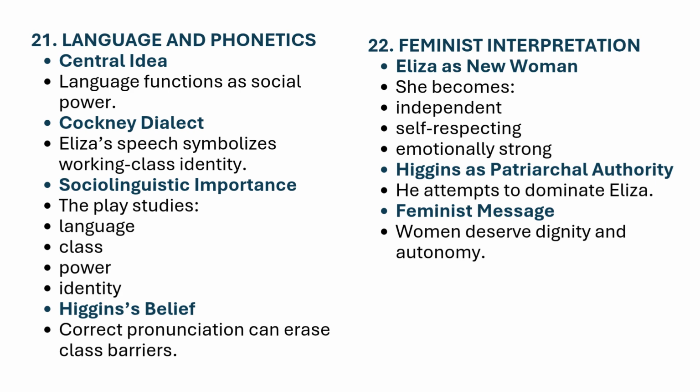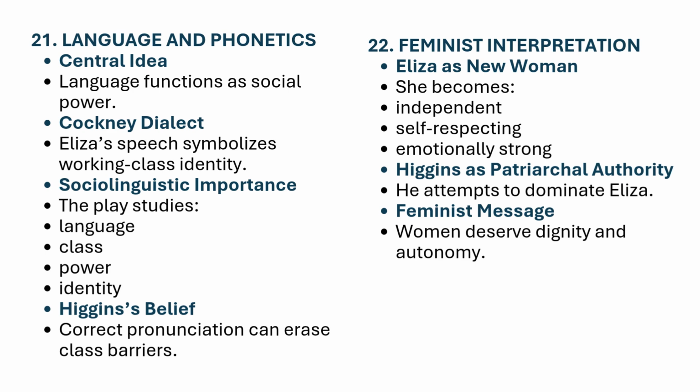By the end of the play, she becomes independent, self-respecting, emotionally strong. Most importantly, she learns to make decisions for herself. This transformation is what makes Eliza such a powerful female character. The feminist interpretation also examines Higgins as a patriarchal authority figure.